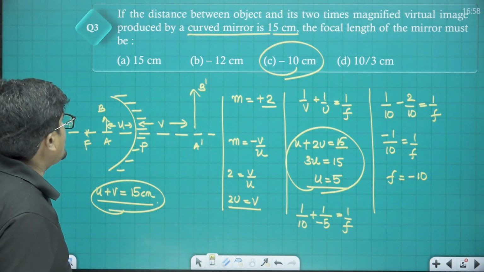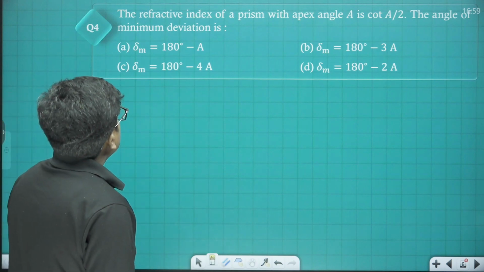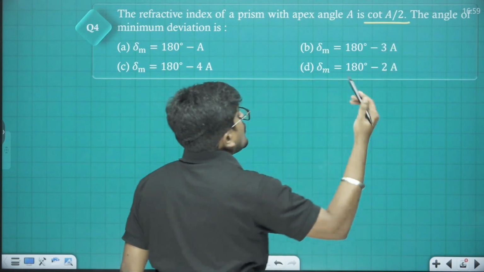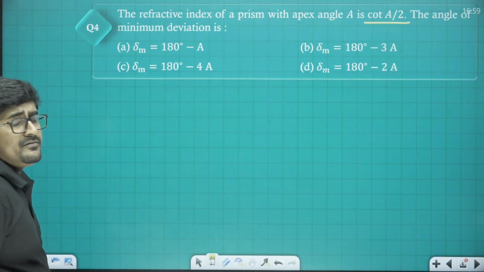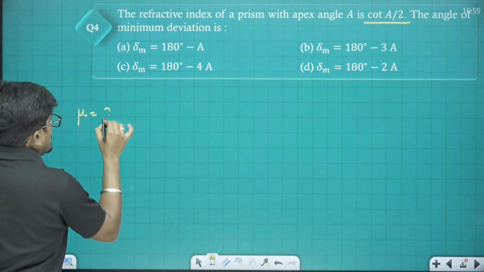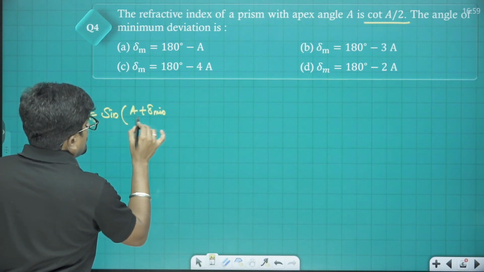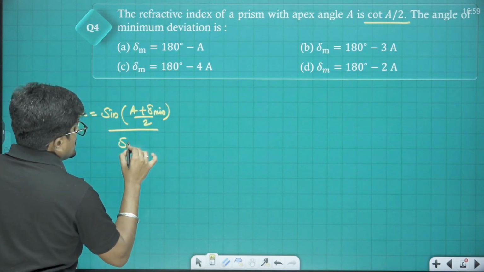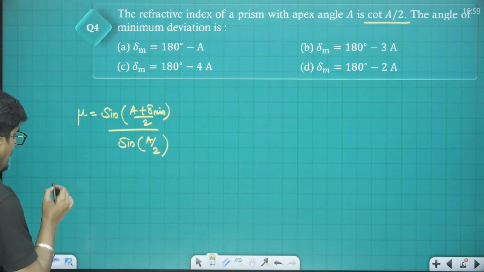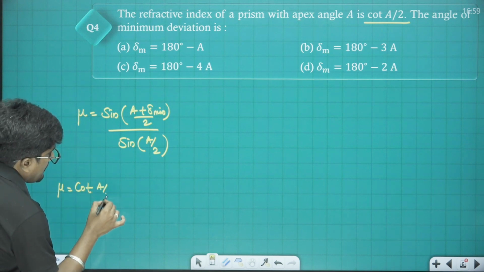All right. So that's by default, it's clear. Moving to the next, that is question number 4. Question number 4 says, the refractive index of a prism with apex angle A is cot of A by 2. Then the angle of minimum deviation is. We know the general expression mu equals sine of (A plus delta minimum)/2 upon sine of A by 2. This is the general expression. And it is given that mu equals cot of A by 2.